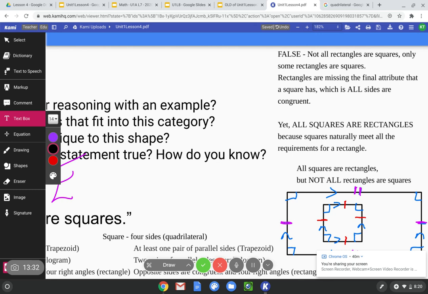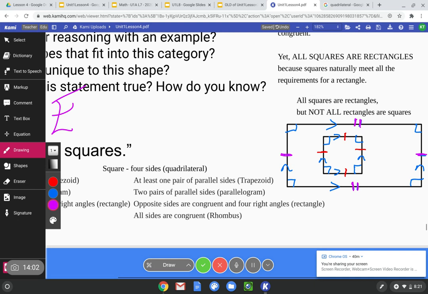So not all rectangles are squares. Only some rectangles are squares. The word "some" is what we're looking for. So rectangles are missing the final attribute that a square has, which is all sides are congruent. Yet all squares are rectangles because squares naturally meet all the requirements for a rectangle. All squares are rectangles, but not all rectangles are squares.